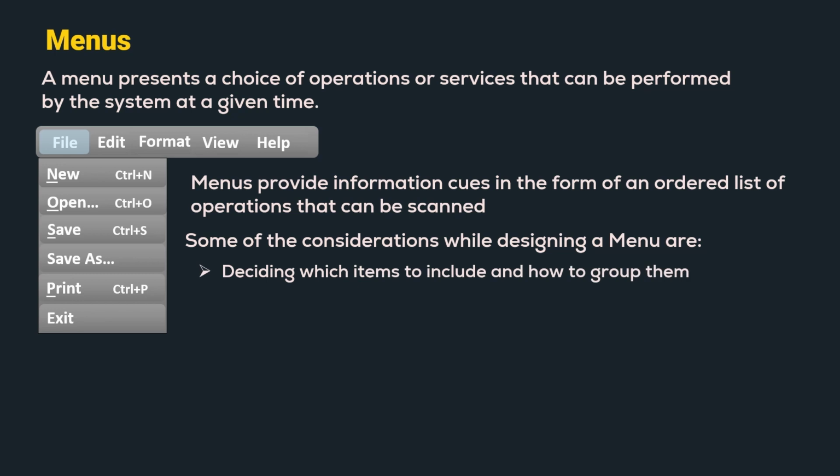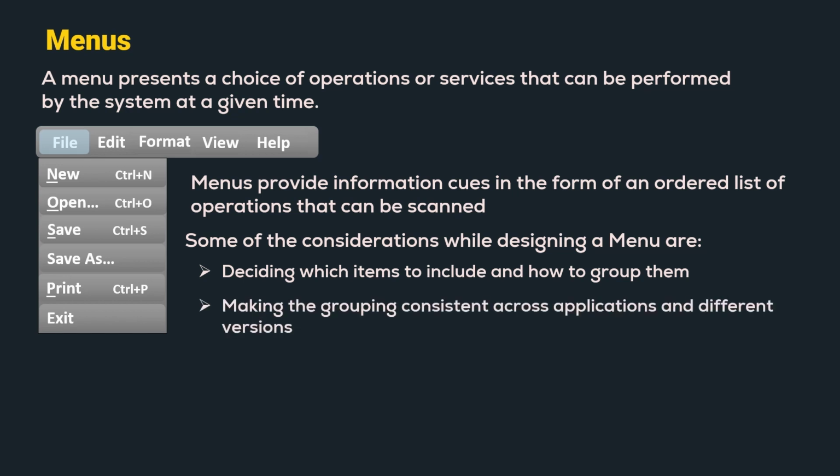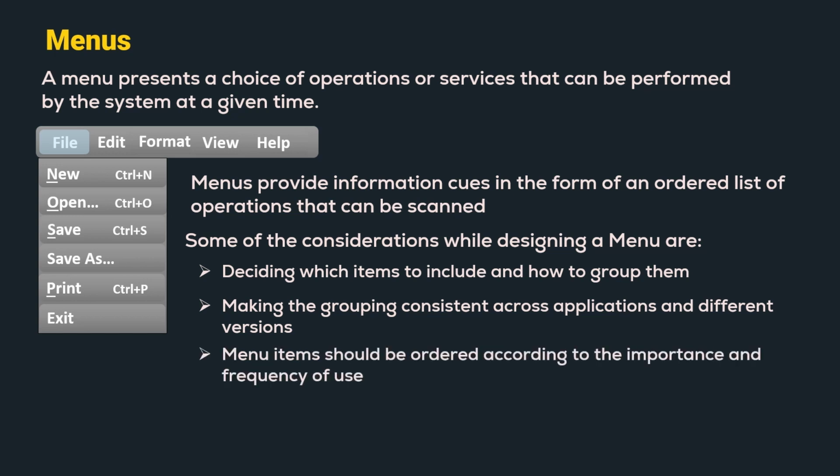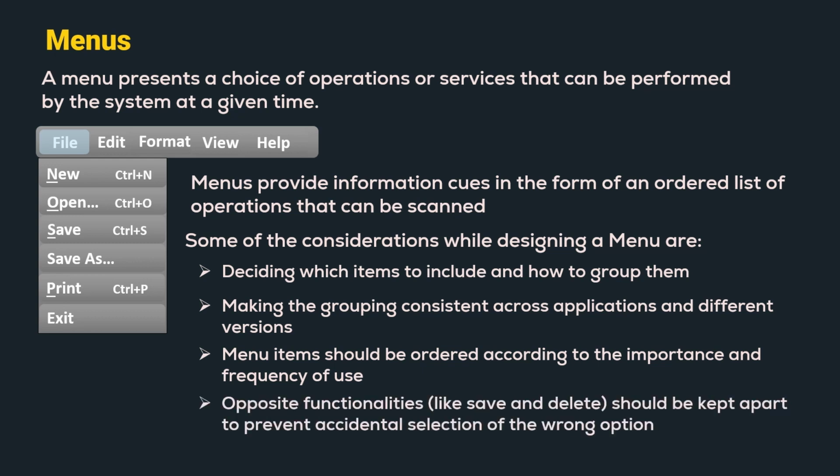deciding which items to include on a menu and how to group them, making the groupings consistent across applications and different versions of the application. Menu items should be ordered according to their importance and frequency of use. Opposite functionalities like save and delete should be kept apart to prevent accidental selection of the wrong option. There are different kinds of menus, so let us understand them one by one.